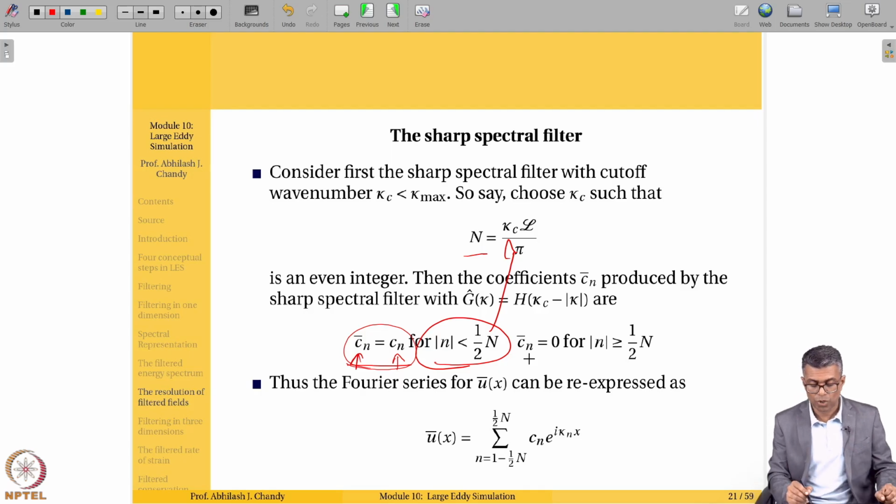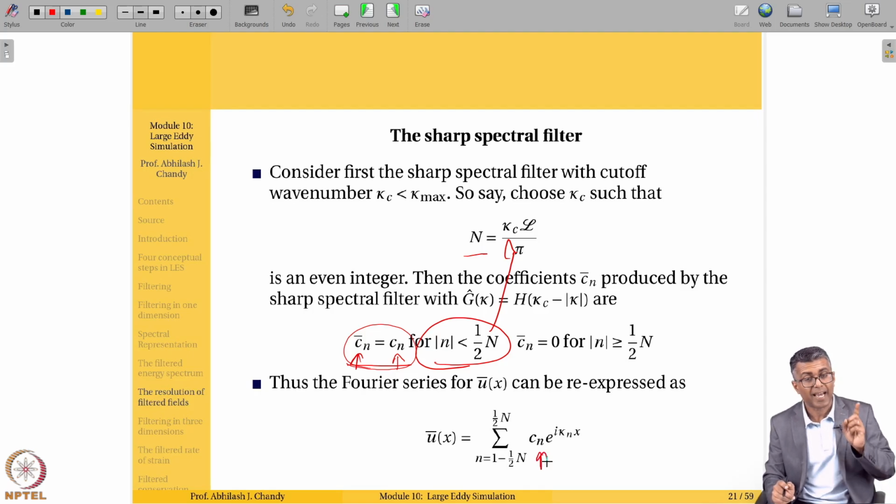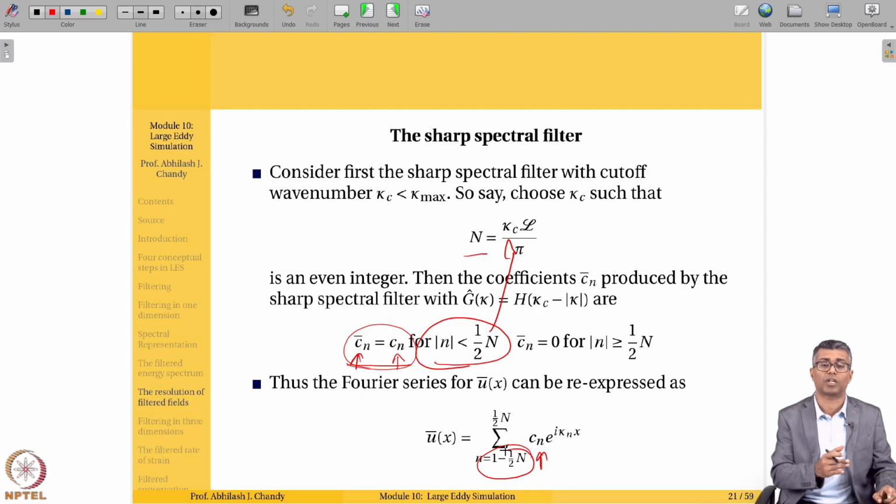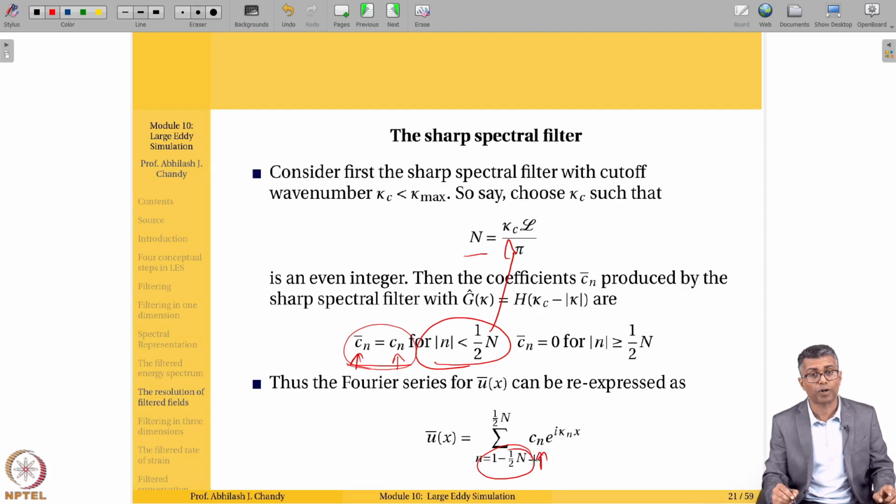In that case, your u bar of x is now defined the same as your fully resolved field, except now you're only summing from 1 minus half n to half n. So it is not 1 minus half n max to half n max. It is 1 minus half n, because beyond n you are just annihilating, removing all the wave numbers, right? When I say n, I mean corresponding to the cutoff wave number. So you might as well keep the Fourier modes as Cn.